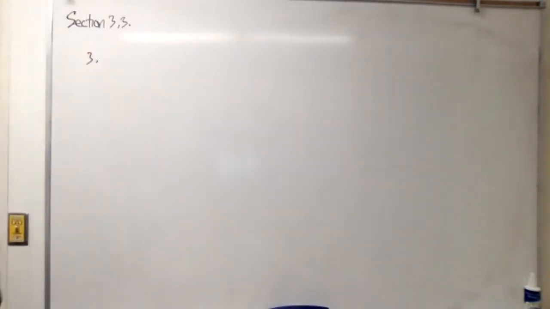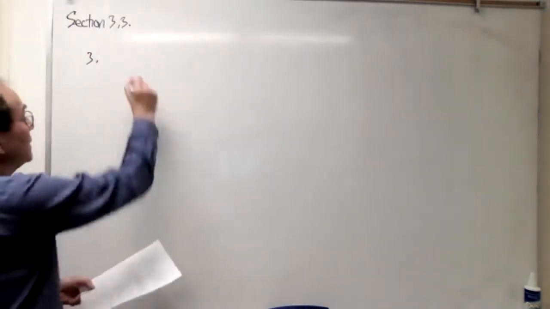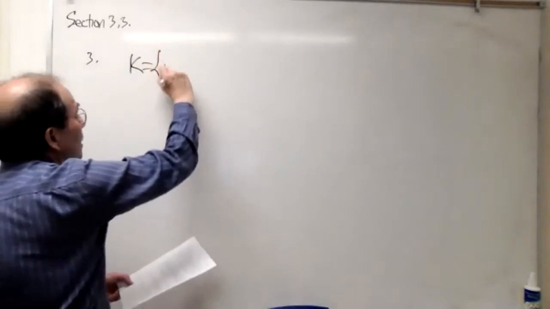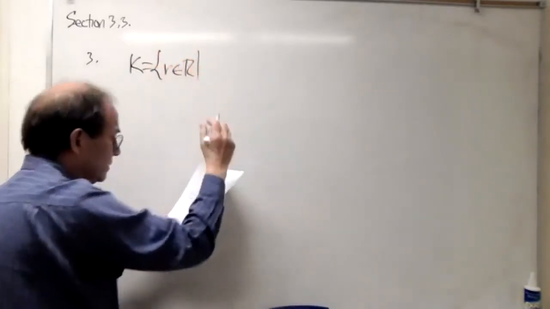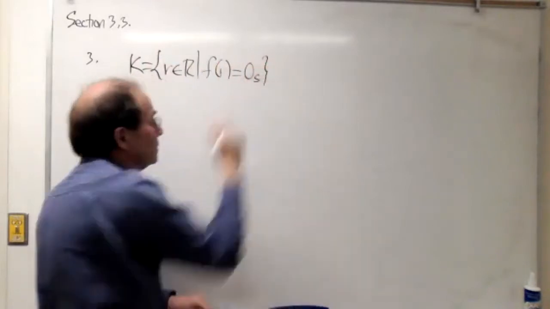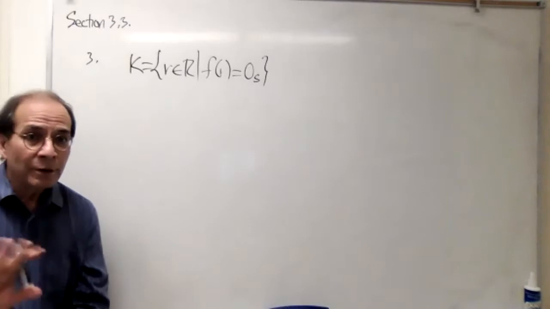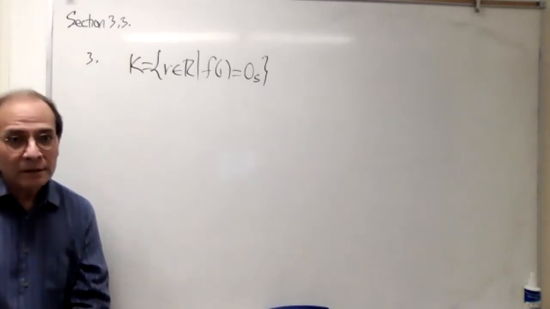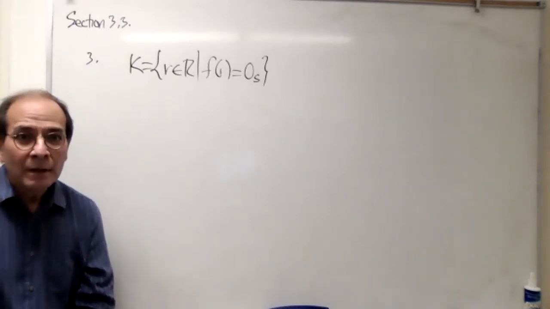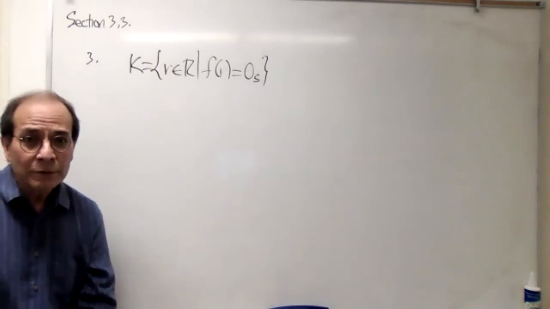Okay, 3. Let's take a look at this, okay? And so we've got this set K is equal to the set of R in R, such that F of R is equal to 0 sub S. Okay? So this might look a little bit familiar if you've had linear algebra. This is actually the kernel of the mapping. Okay, but we don't usually call it the kernel when we're dealing with rings, but it's really equivalent to the kernel.